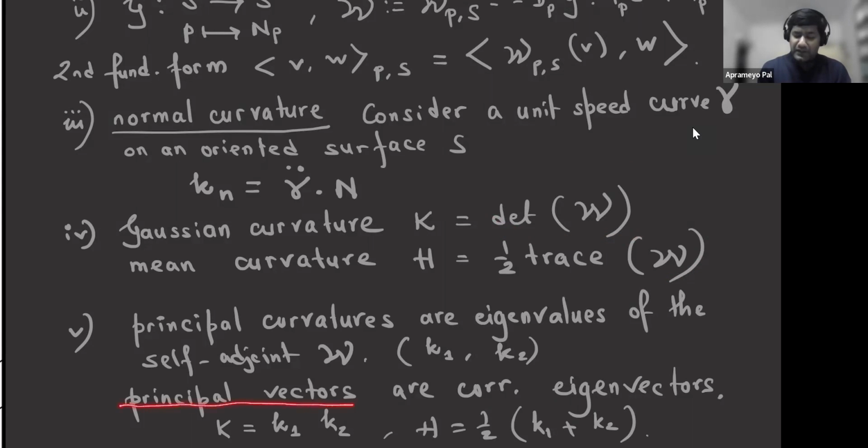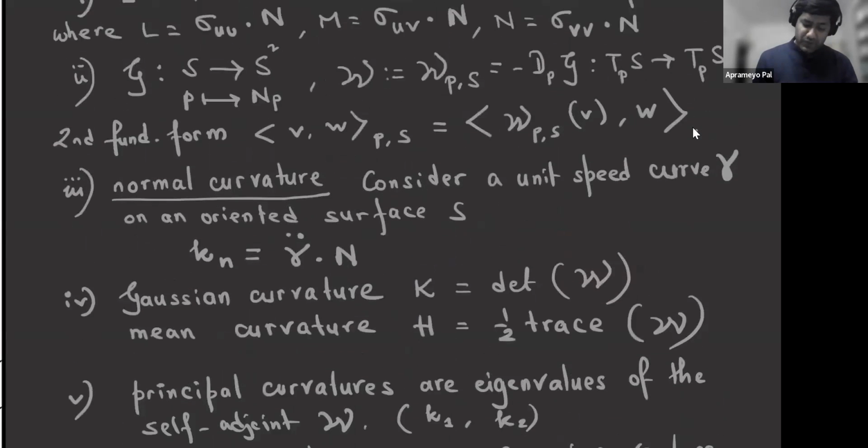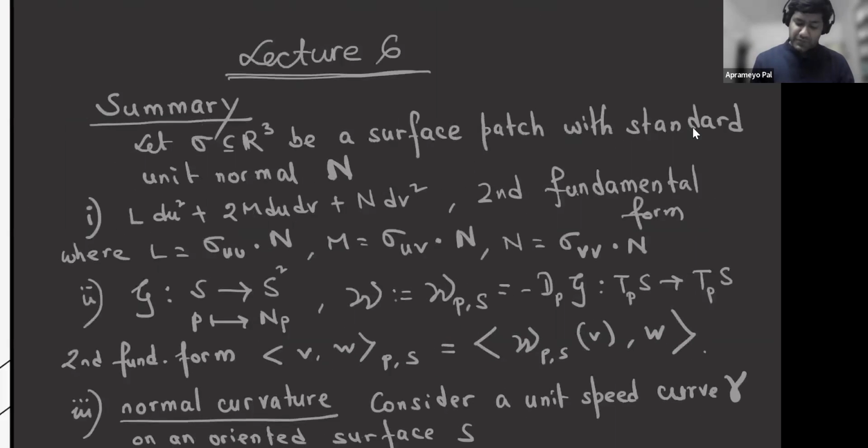that these principal vectors can form a basis, and in terms of that basis, the matrix is a diagonal matrix with K1 and K2 as the diagonal entries, and then the Gaussian curvature was the determinant, which came like this. Okay, so this is essentially what we have seen.